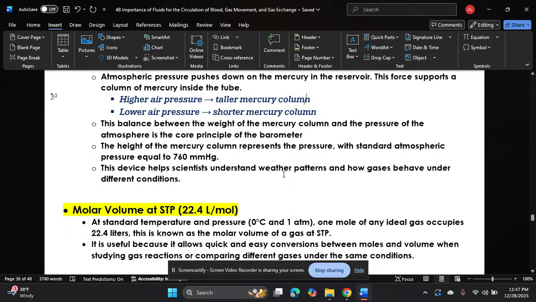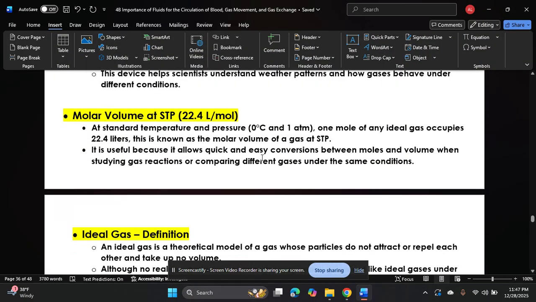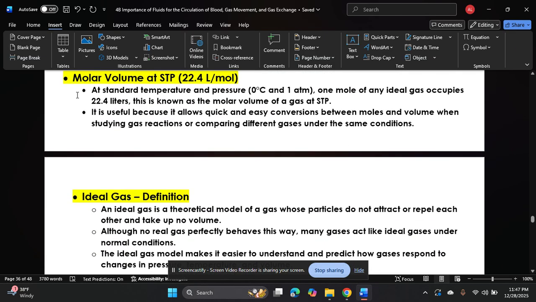Alright, so molar volume at STP, standard temp and pressure, 0 degrees Celsius and 1 atm. One mole of an ideal gas occupies 22.4 liters, which is known as the molar volume of gas at STP. It is useful because it allows quick and easy conversions between moles and volume when studying gas reactions, right?